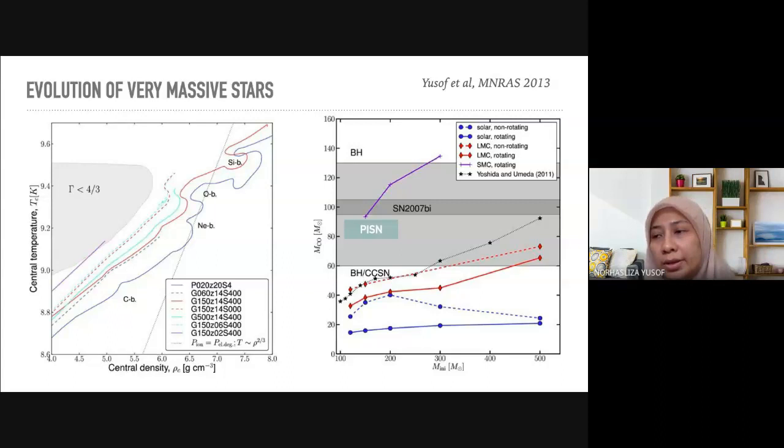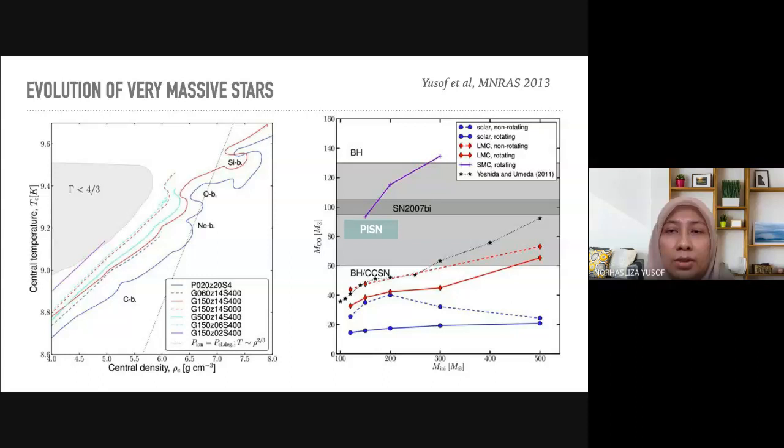And what happened is it will enter what we call an instability region, this gamma 4 over 3. Okay, so this instability region is where the star is going to collapse without leaving any remnants, meaning that the star explodes and collapses the structure, and then it won't produce a black hole, it won't produce a white dwarf, it won't produce a neutron star. It just disperses all those elements throughout our galaxy.